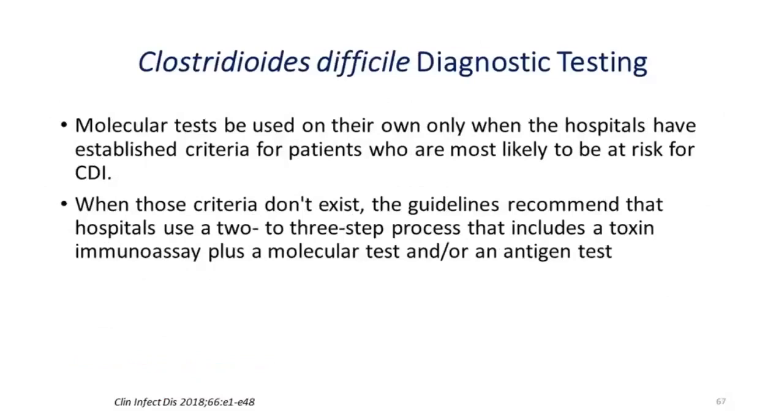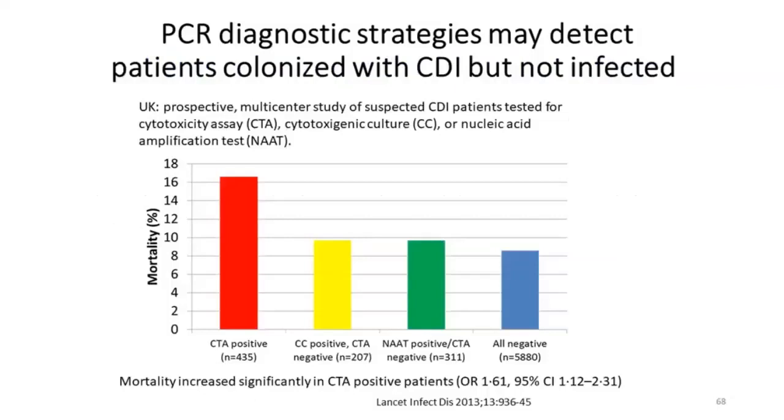And I want to show you a couple of studies here that highlight the importance that patients who have cytotoxic, the old cytotoxic culture, these are people that are toxin producers, that mortality directly correlates if they're toxin producers. For instance, if they're NAD positive by PCR, but they're not producing toxin, they don't look any different than if all their tests were negative.